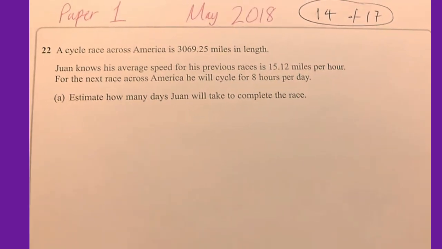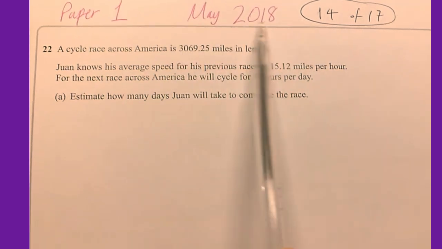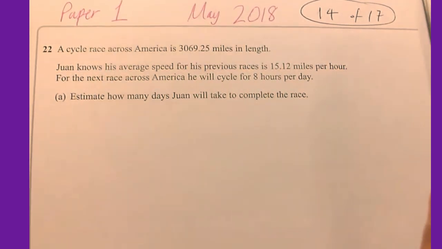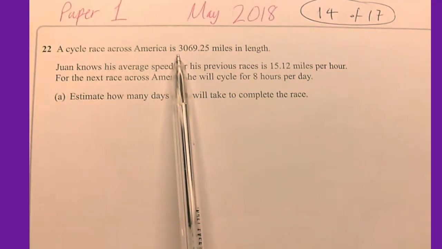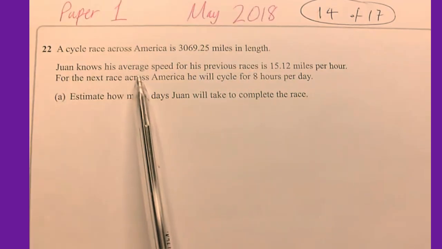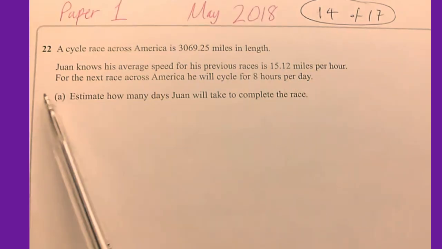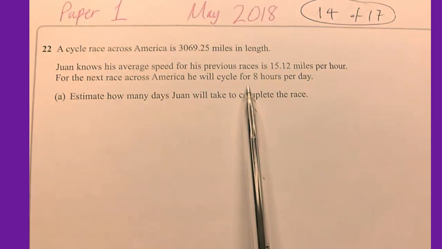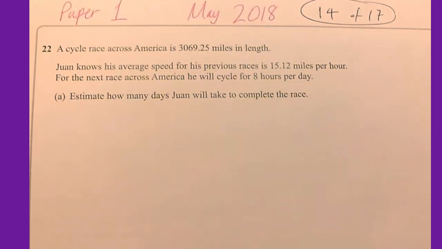Here is the next one. We're nearing the end now. Question 14 of 17. This is from May 2018. And again, paper 1, so we are not allowed to use a calculator. Press pause and have a go. A cycle race across America is 3,069.25 miles in length. Juan knows his average speed for his previous races is 15.12 miles per hour. For the next race across America, he will cycle for 8 hours per day. Estimate how many days Juan will take to complete the race. Okay, so that is the information. Press pause. When you are ready, press play for the answer.